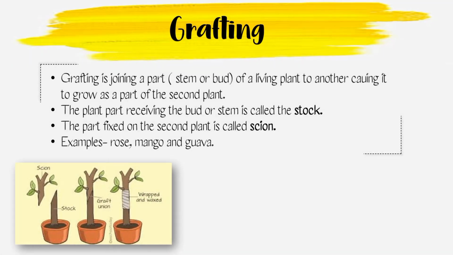Now we'll move on towards the second type of artificial vegetative propagation, which is grafting. Grafting is joining a part of a stem or a bud of a living plant to another living plant, causing it to grow as a part of the second plant. The plant part which is fixed in the soil and receives the bud or the stem is called the stock, and the part of the plant which is fixed on the second plant is called the scion. Grafting is mainly done in plants like rose, mango, and guava.